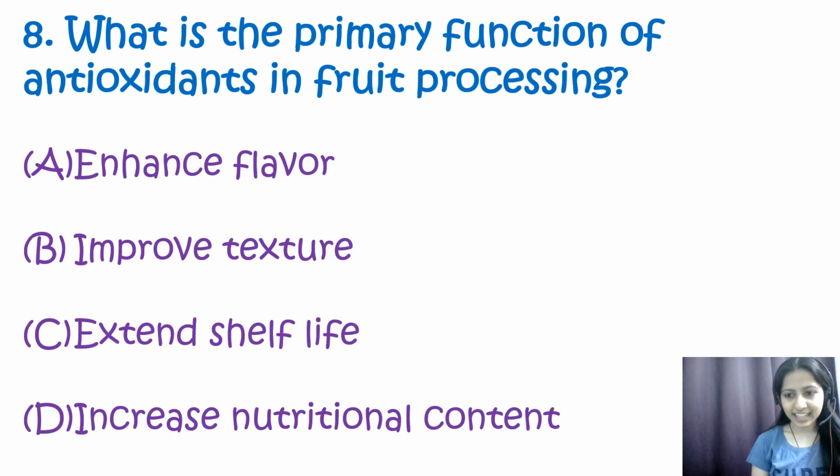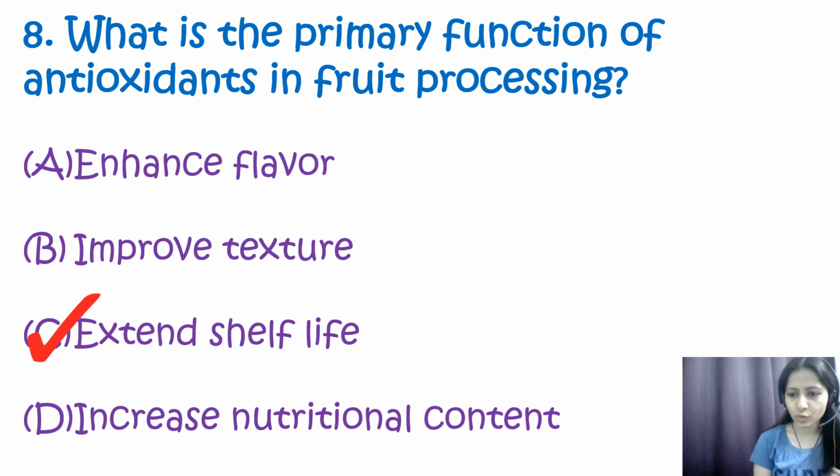So question number 8. What is the primary function of antioxidants in fruit processing? So options are A, enhance flavor, B, improve textures, C, extend shelf life, and D, increase nutritional content. So the most appropriate answer is C, that it extends the shelf life. The primary function of antioxidants in fruit processing is to extend the shelf life.